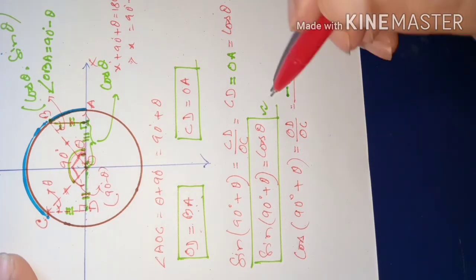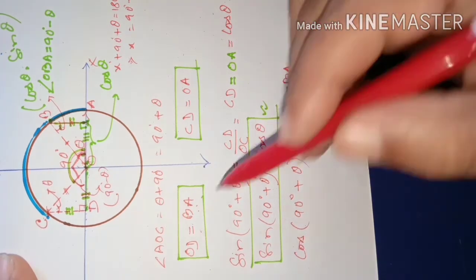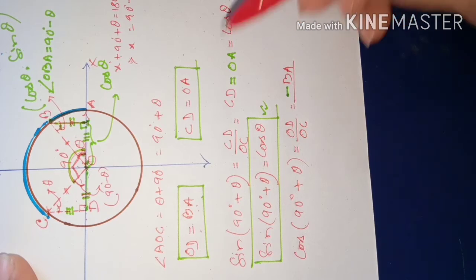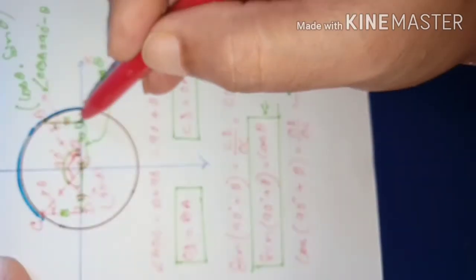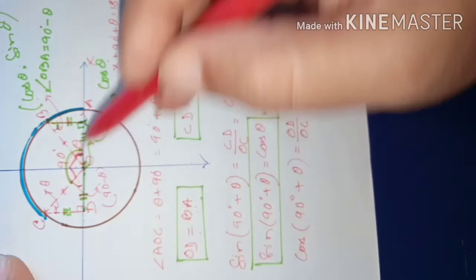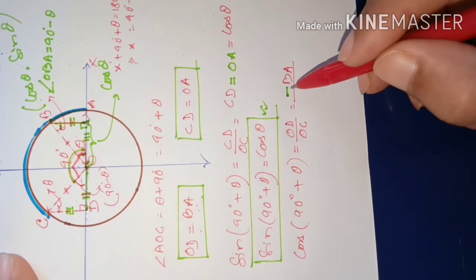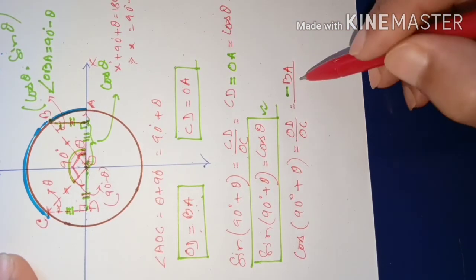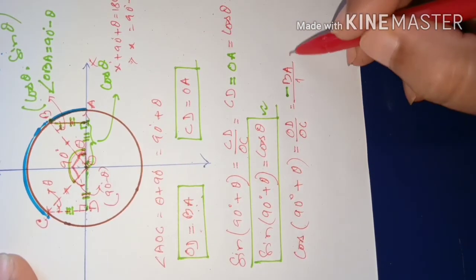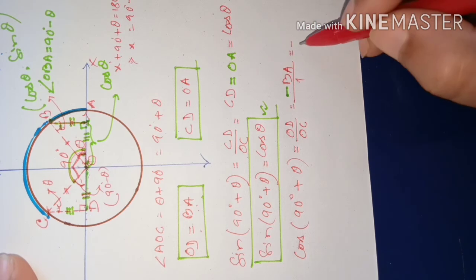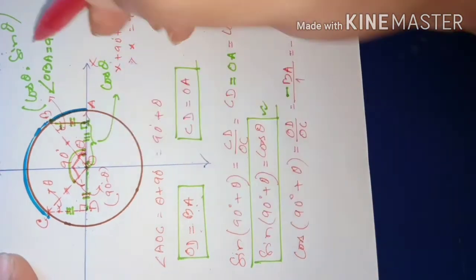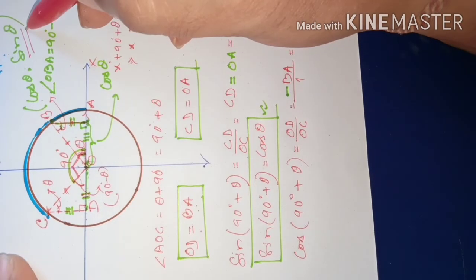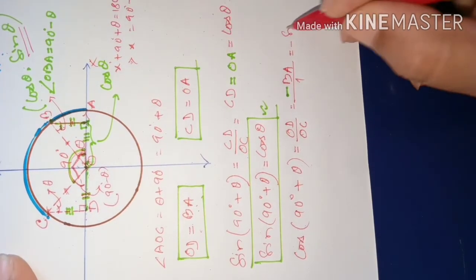Numerically, magnitude wise, they are equal. Its magnitude is, suppose, 3, but one is positive, the other is negative. So OD will be like this, OD is equal to negative of BA. OC is 1, so we got minus AB, minus BA. But BA is what actually? This is sine theta. Don't forget, this is sine theta. So it will be sine theta.